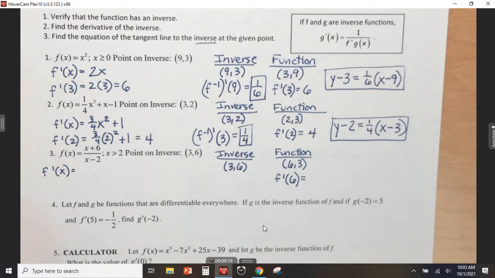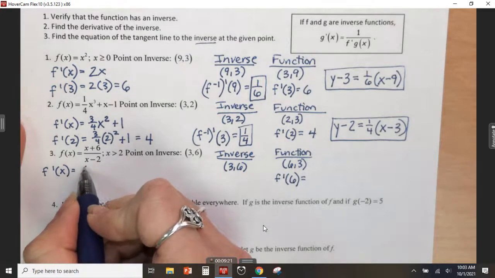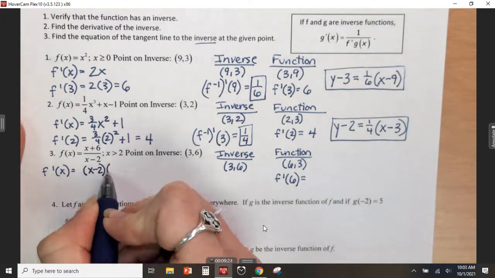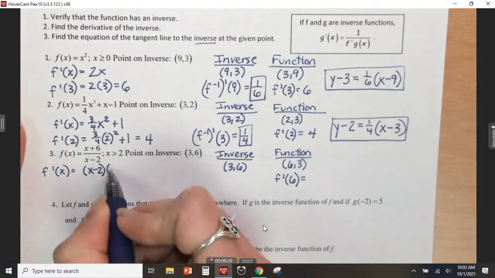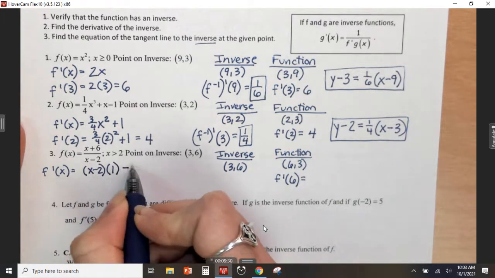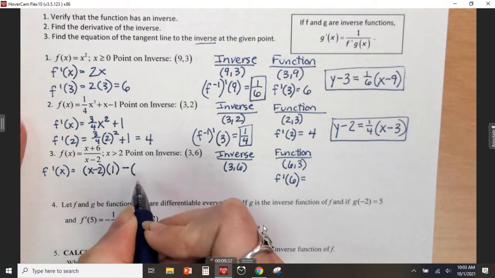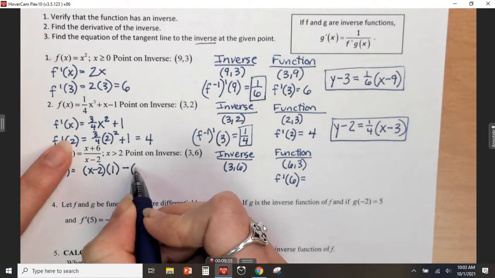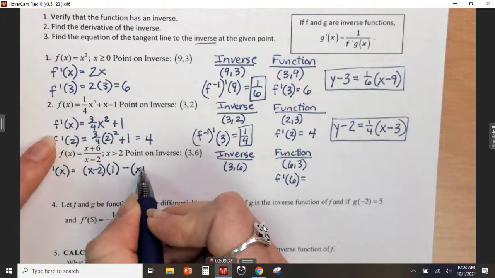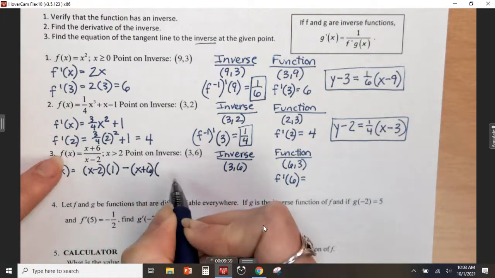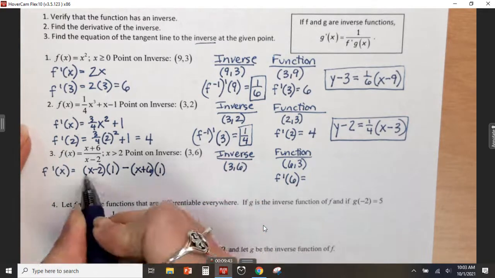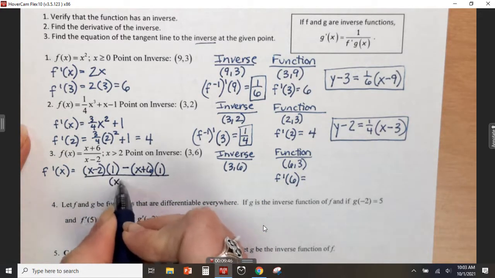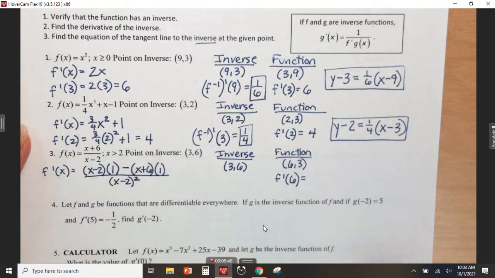Quotient rule. So I'm going to start with the denominator, x minus 2. I'm going to multiply it by the derivative of the numerator, which is, very good, minus, I'm going to copy the numerator and then multiply it by the derivative of the denominator, which is 1, all divided by the denominator squared. Very good.